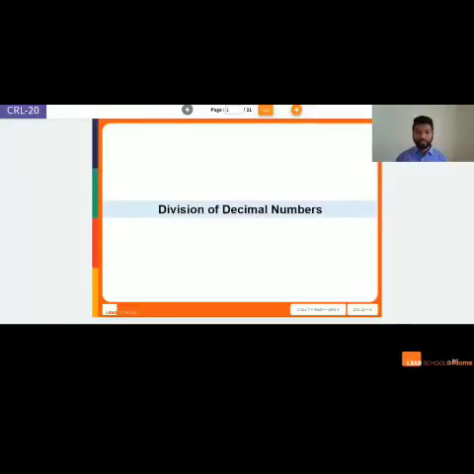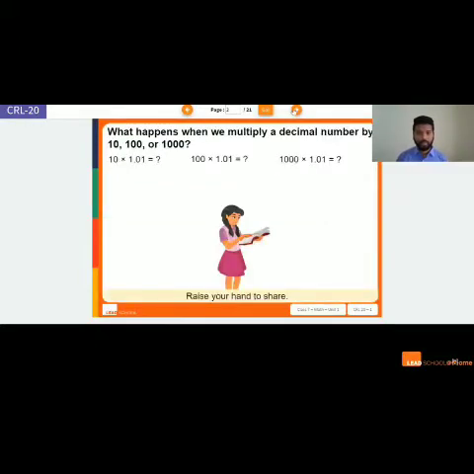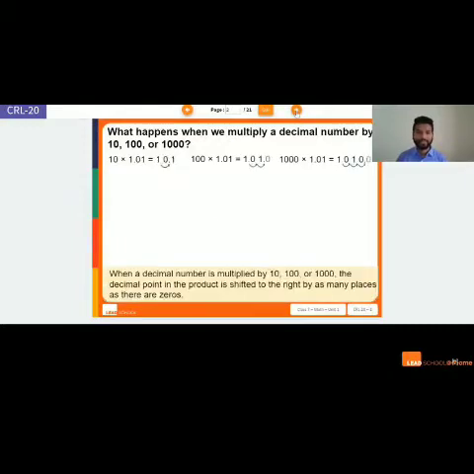So as you can see, CRL means any slide or video that we play in the class. Alright, what happens when we multiply a decimal number by 10, 100 or 1000? This is something we learned already in our previous class. Take quick 10 seconds to think of your answer. Great. Let us check our answers.